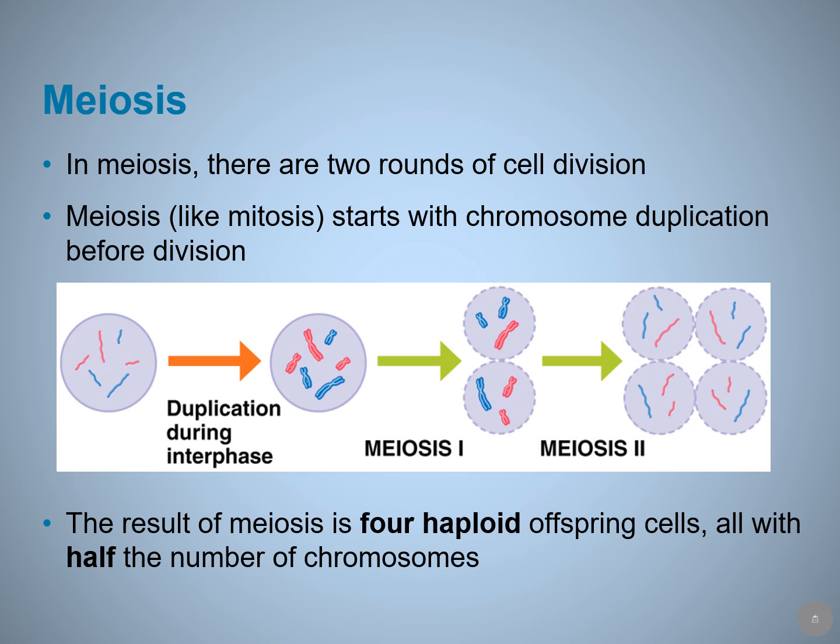So on the left side, it begins with 23, it duplicates to form doubles, and then it goes through 1 round of meiosis, the second round of meiosis, and then each one of these offspring cells is going to have 23 chromosomes. And you'll notice how all of them are different, and that is exactly what should happen.